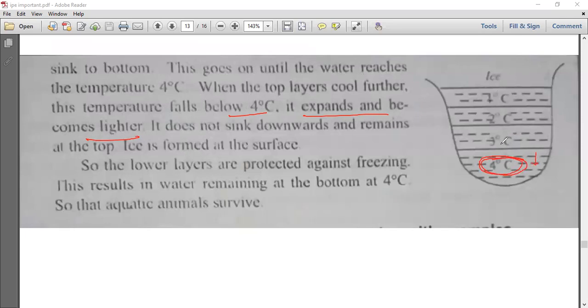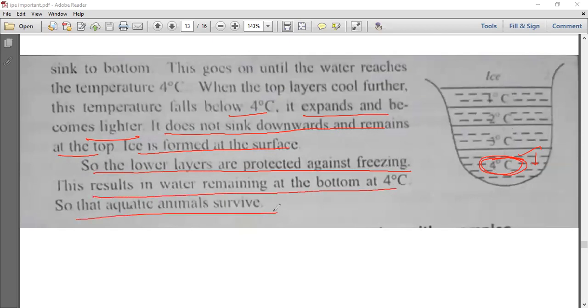And further layers, although their temperature is less, will not sink further down because the density of water at 4 degrees Celsius is maximum. And therefore, what happens here? This remains water, and above layer, although it is ice, still aquatic animals can survive here. Okay, so it does not sink downwards and remains at the top. Yes, ice is formed at the surface, so the lower layers are protected against freezing. This results in water remaining at the bottom at 4 degrees Celsius so that aquatic animals can survive.